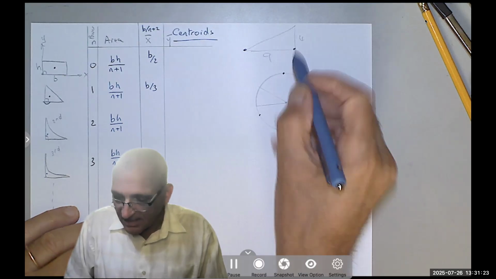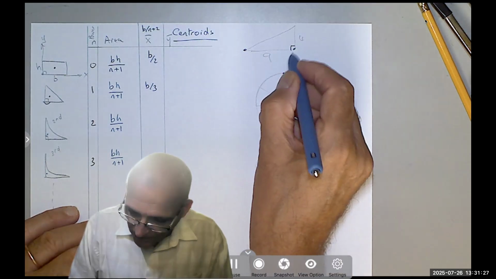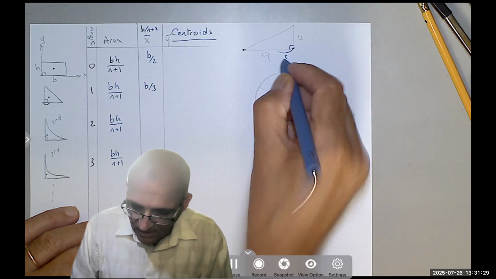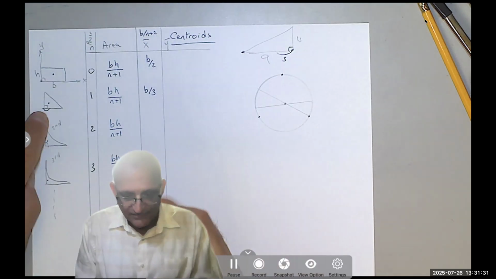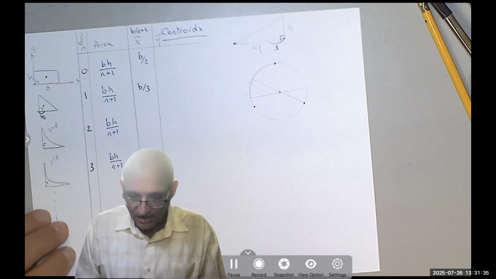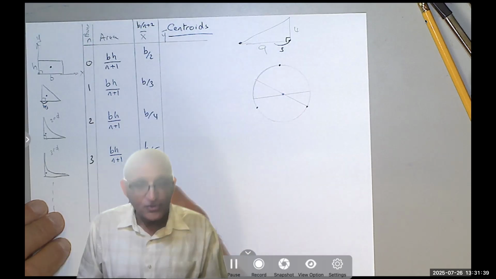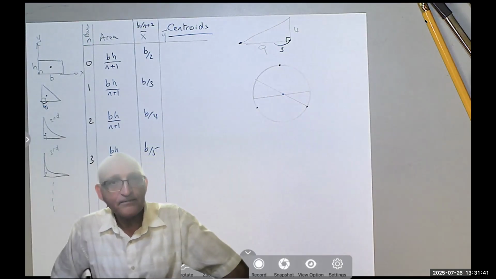And the second thing is, where is my 90 degrees? It's 1/3 of the base from here. Here it's on the left. So this would be b over 3, and that's 2b over 3. Then b over 4, b over 5, and so on. You just add 2 to the power, and that's it.